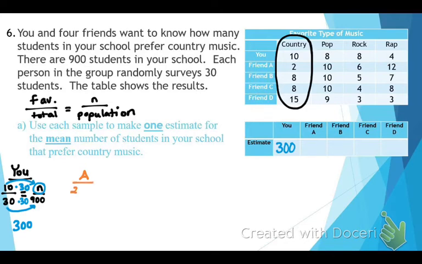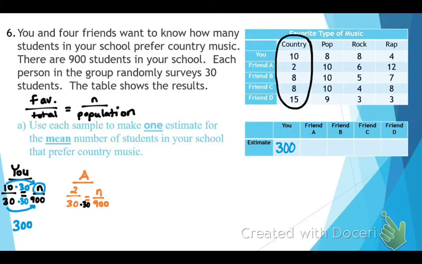2 out of how many did they ask? 900. No, they didn't ask all 900. They asked 30. 2 out of 30 equals n over, what's the population? 900. Okay, so the cool thing about this, once again, is my missing link is going to be the same because I'm just trying to figure out how to get from a 30 to a 900. So guys, what's the missing link?